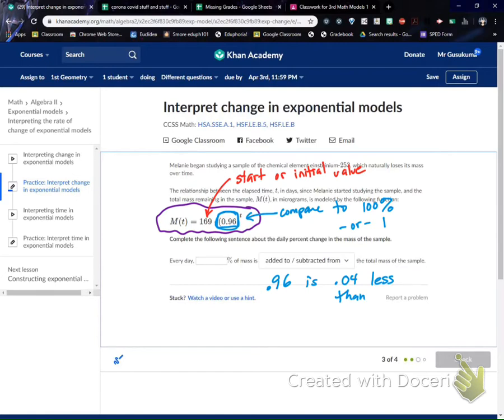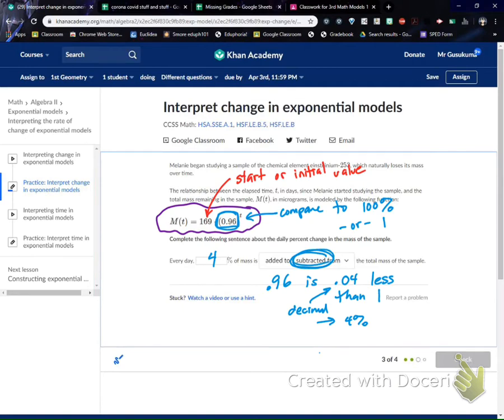than 1, because 1 minus 0.96, or 0.96 minus 1 would give me a negative value. So my answer would be that it's 4%, because 0.04 as a decimal is 4% as a percentage, moving the decimal 2 places over. And that is less than 1, so it's going to be subtracted from instead of added to.